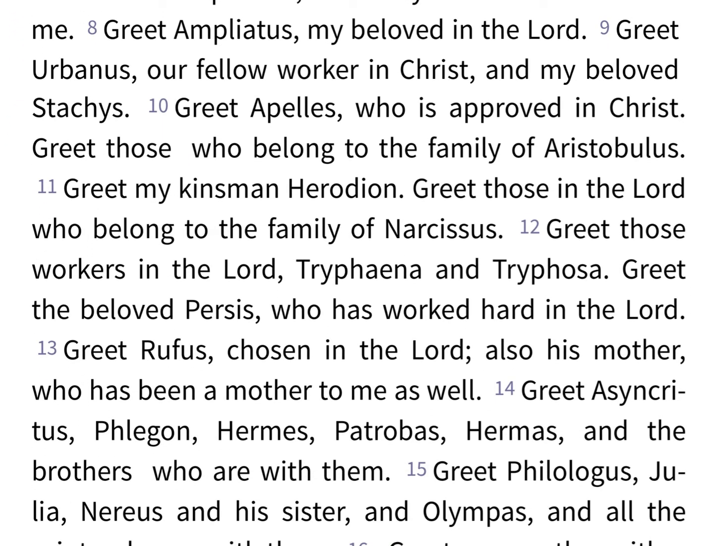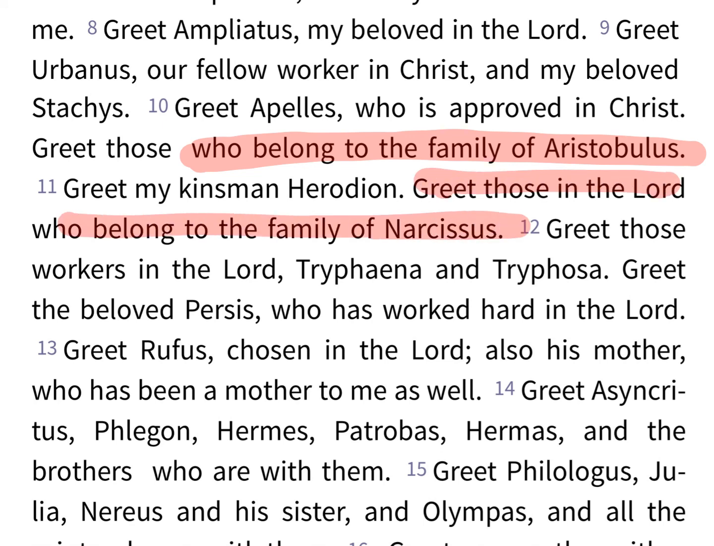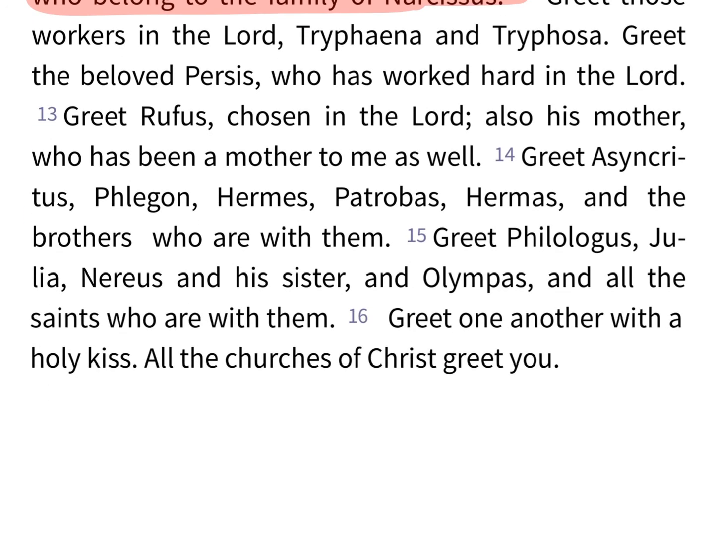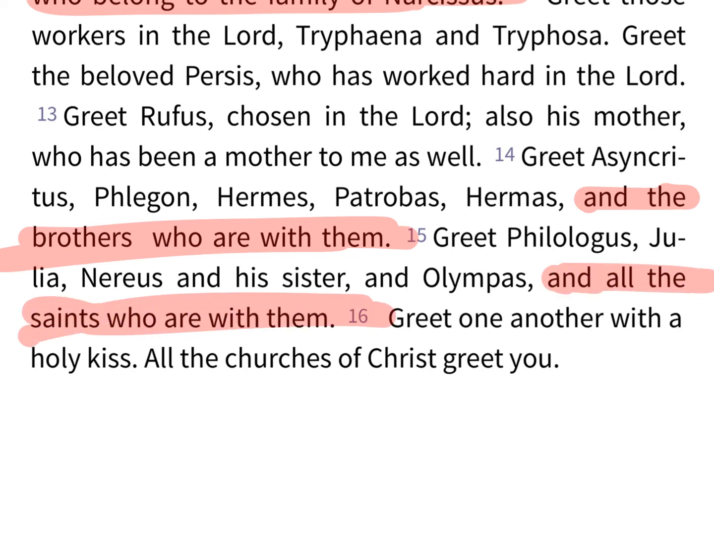He says, greet Apelles, who is approved in Christ, and those who belong to the family of Aristobulus. And then he mentions in verse 11, greet those in the Lord who belong to the family of Narcissus. Okay, and then one more, go down to verses 14 and 15, and Paul says, notice when he lists these brothers, he says, and the brothers who are with them. In verse 15, and all the saints who are with them. So likely this is showing you had groups of Christians meeting in house churches across the city.